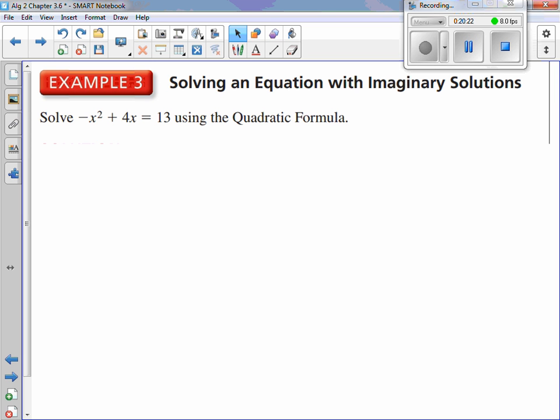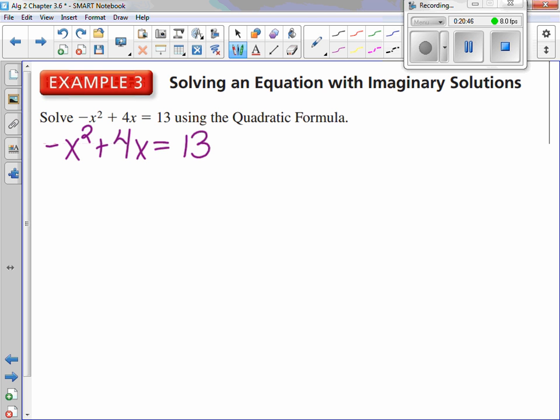And if you notice the header for this here, imaginary or complex. So we have an idea of what we're going to get solutions-wise for this. Well, the first thing we need to do is get everything on the same side of the equal sign. We need it to be equal to 0.